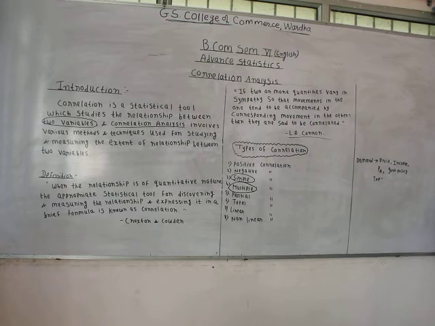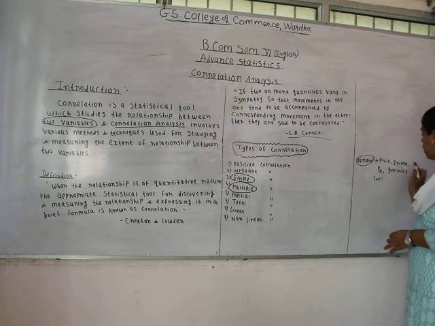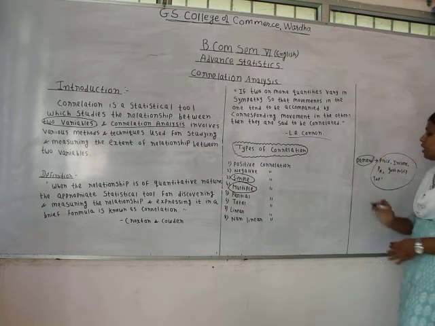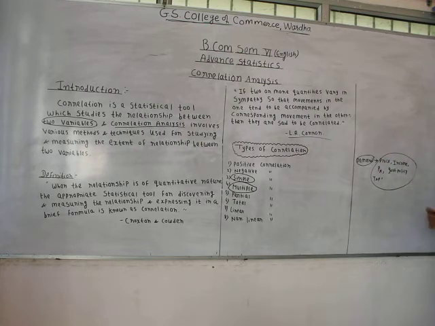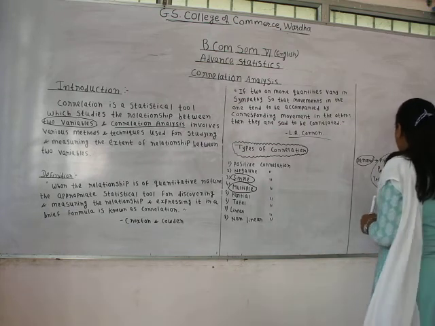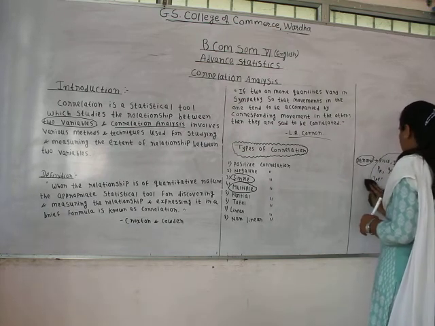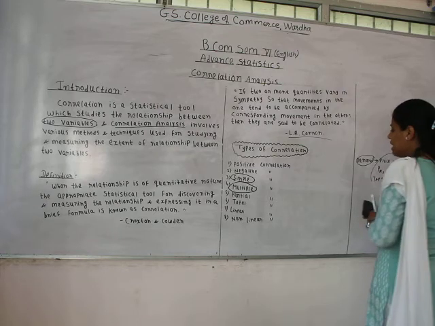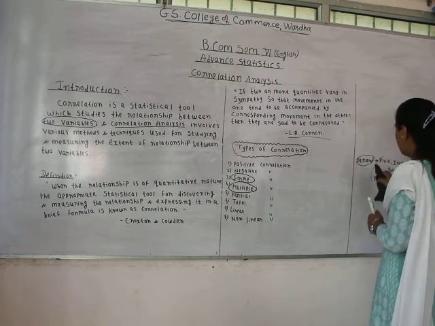So when the relationship between demand and all these factors is being taken into consideration, when the relationship between demand and all these factors is being studied, then it's known as multiple correlation. So I hope now you are clear with the concept of multiple correlation. Now we will see the meaning of partial correlation.